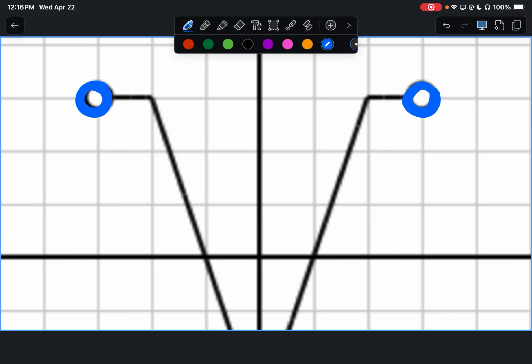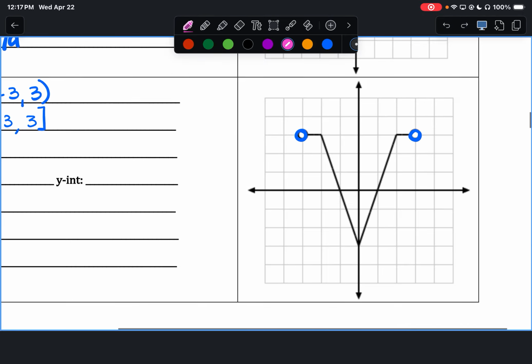Because there is somewhere on this graph that y value is 3, right? Y is 3 here, y is 3 here, y is 3 here, y is 3 here, here. All of those places y does equal 3. The only places y doesn't equal 3 is here and here. So we can use a bracket there instead of an open circle.